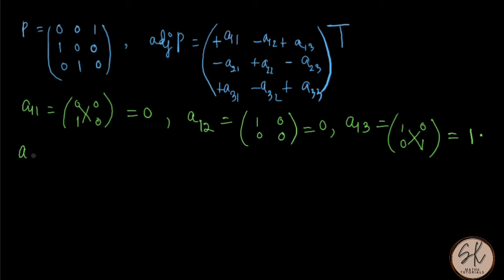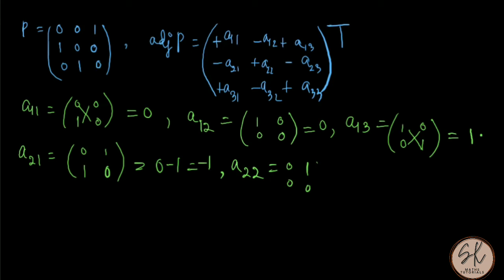Now next let us find the minor of A21, which is equal to, hide the second row and first column, then you will get this as 0, 1, 1, 0. So its determinant is 0 minus 1, which is equal to minus 1. Next let us find for A22, hide second row and second column, then we will get this as 0, 0, 1, 0. Okay. So its determinant is also equal to 0.